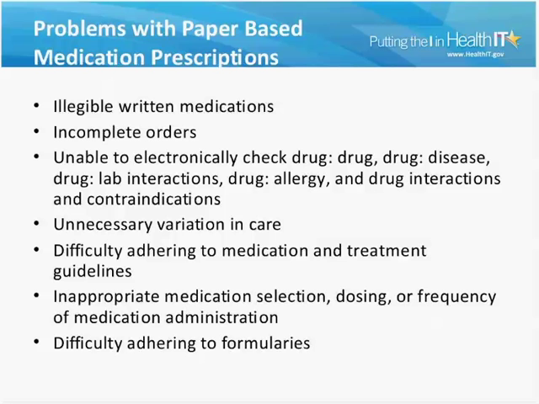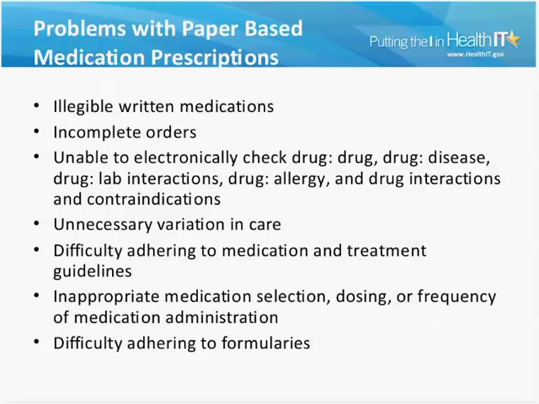significant problem. On paper, you have an inability to check drug-to-drug interactions, drug-to-disease, drug-to-lab, drug-to-allergy, and drug interactions and contraindications. For instance, amoxicillin versus Augmentin are both penicillins, and it's hard to double-check the allergies on a paper system consistently every time.